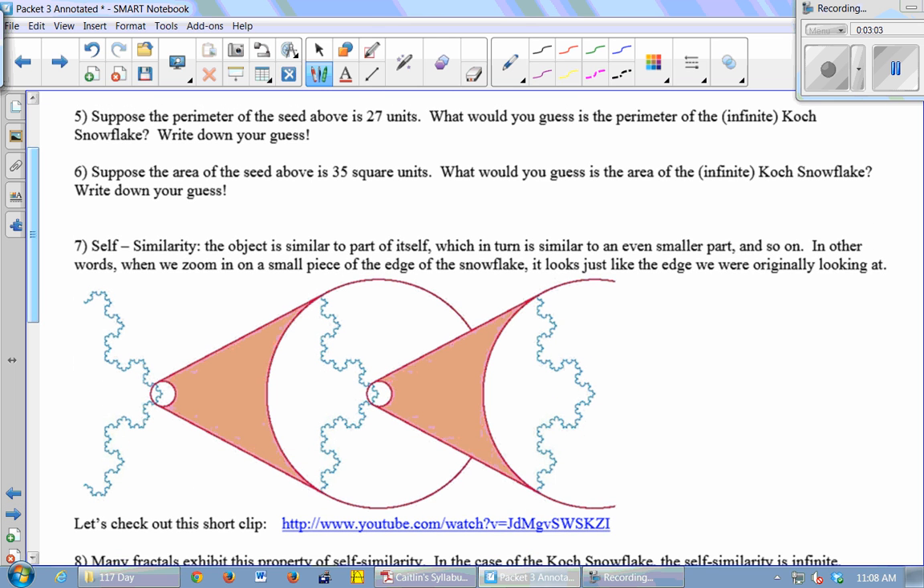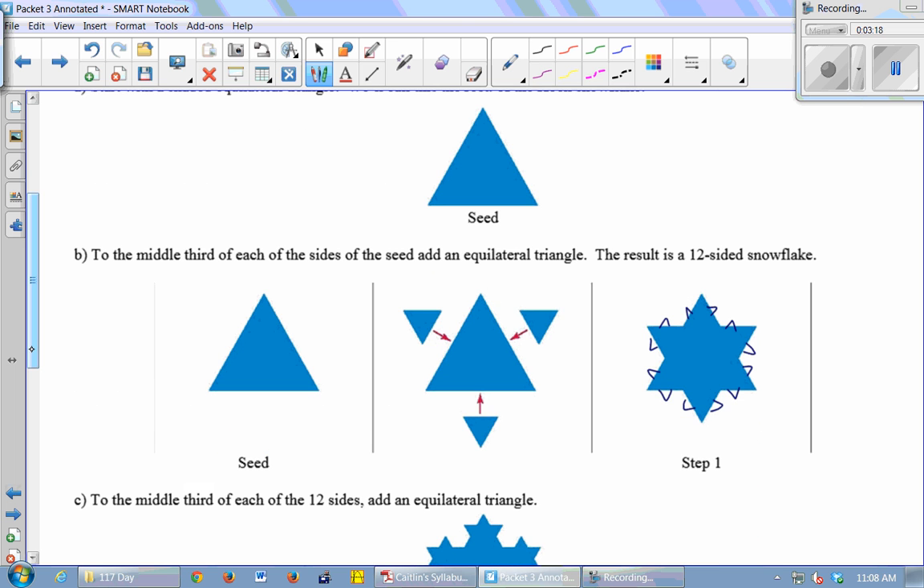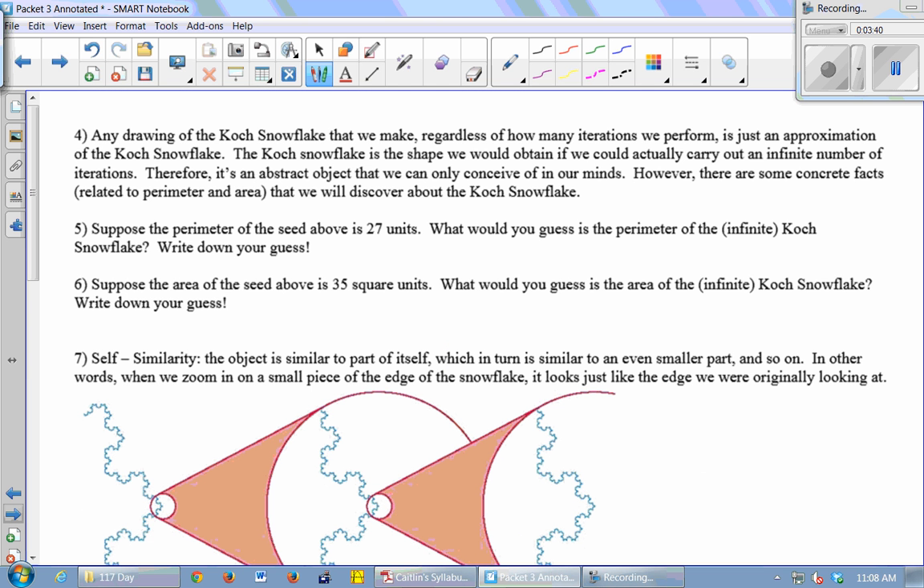Suppose the perimeter of the seed is 27 units. What would you guess is the perimeter of the infinite Koch snowflake? Let's go back and look at the picture. This guy has perimeter 27. If I keep adding more and more triangles on, what's happening to the length of the perimeter? It's getting longer. Does it ever stop getting longer? No. So our guess is that the perimeter of the infinite Koch snowflake would be infinity.